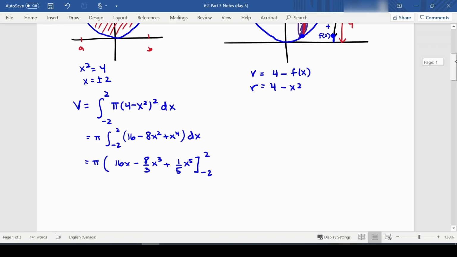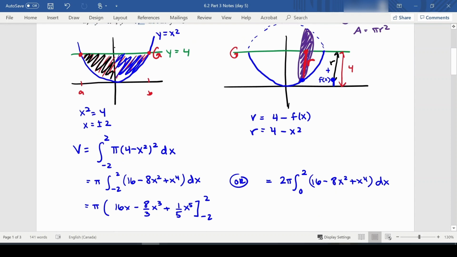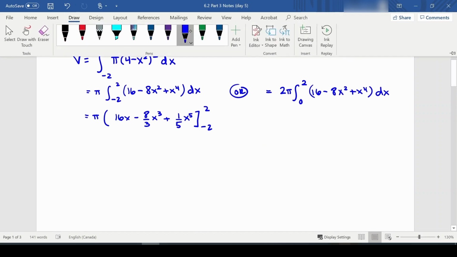The other thing we can do is notice that this is the same thing as saying 2 pi times the integral from 0 to 2 of 16 minus 8x squared plus x to the fourth dx, since this area on the right is the same as this area on the left, meaning the volume of this chunk will be the same as the volume of this chunk. Remember, if you were continuous, this was one of our properties of integration.